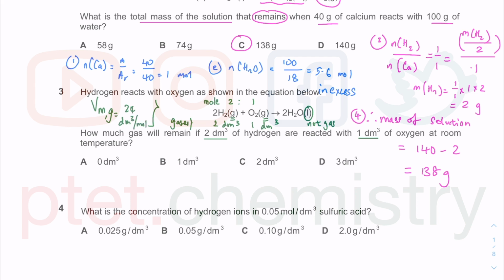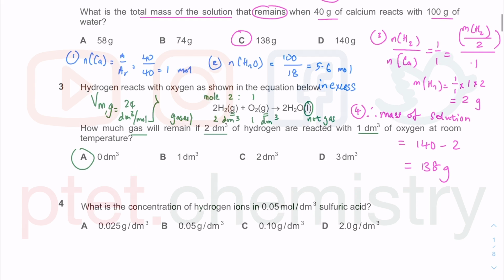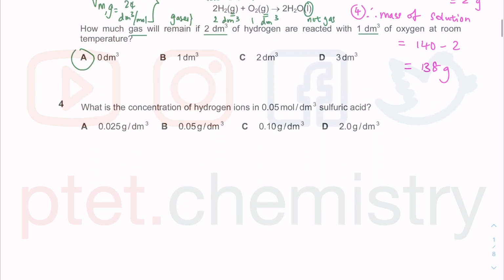So what we're going to get is we will not get any gas remain because the gas will be completely used up in the 2:1 stoichiometry, or what we call mole ratio. Volume ratio of gas is the same as mole ratio of gas. This is not a gas, you don't get any gas remaining, so it's 0 dm cube. Quite a confusing question there.